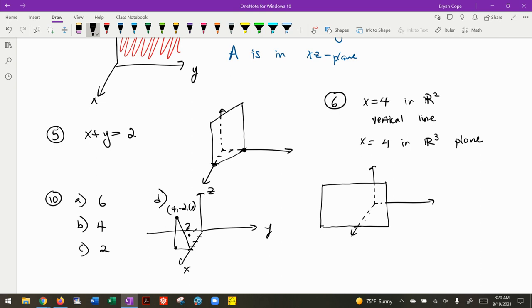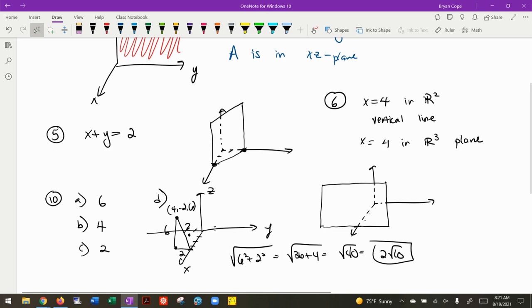So the up and down height is 6. The distance toward the x-axis along the xy plane is 2. So we're talking about the square root of 6 squared plus 2 squared, which is the square root of 36 plus 4, root 40, or 2 root 10.